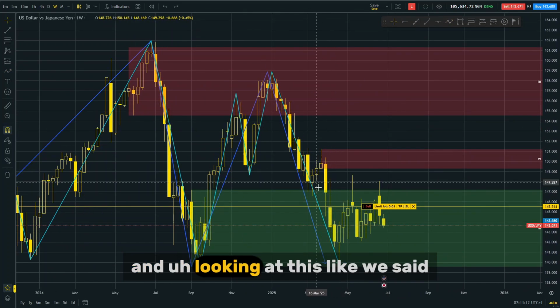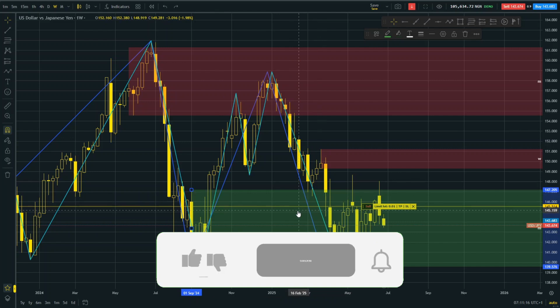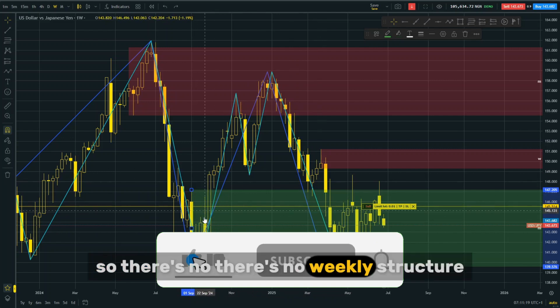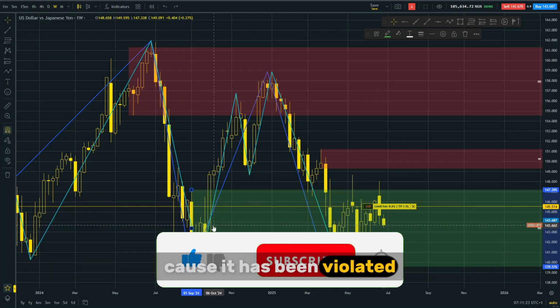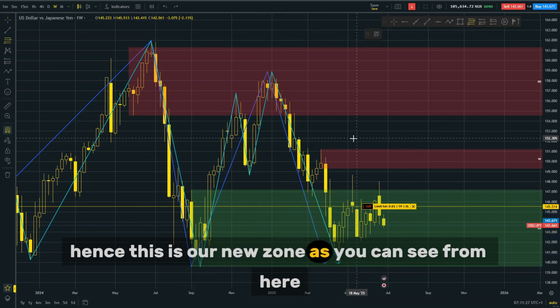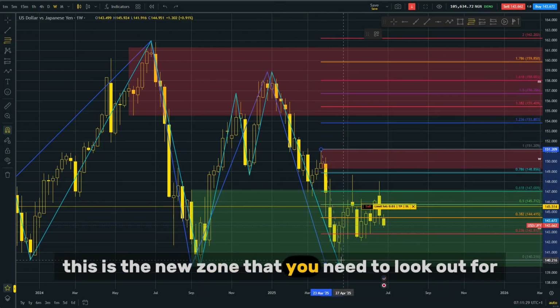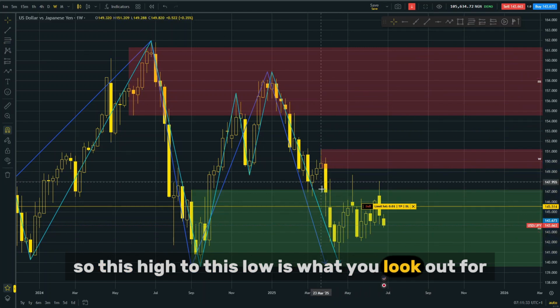And looking at this, like we said, this has been violated. So there's no weekly structure, there's no weekly demand zone here, because it has been violated. Hence, this is our new zone. As you can see from here, this is the new zone that you need to look out for. So this high to this low is what you look out for.